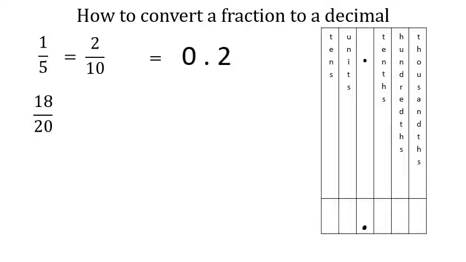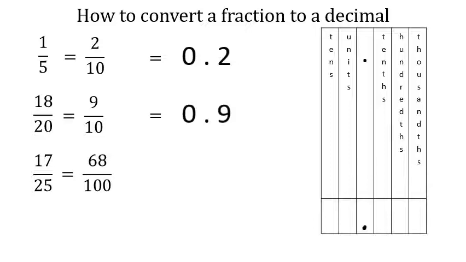18 out of 20 is another fraction that we could change so the denominator is 10. 20 divided by 2 is 10, and 18 divided by 2 is 9. We just need to place the 9 in the tenths position and fill a 0 in before the decimal point, getting 0.9.